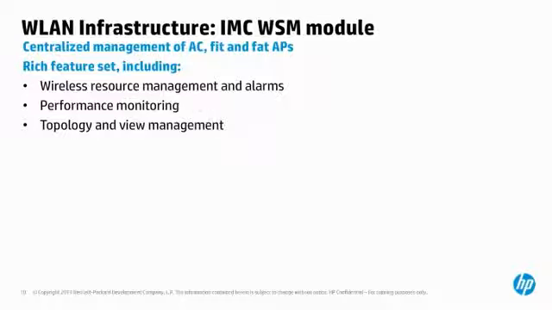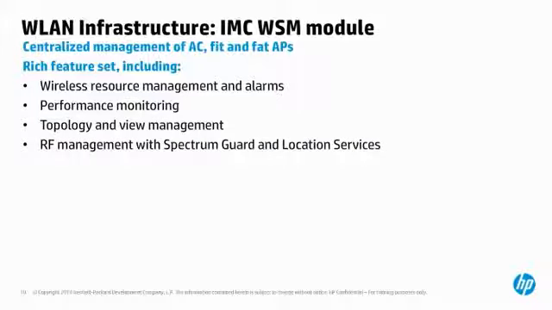Performance monitoring provides real-time and historical trending for a myriad of wireless performance metrics. With topology and view management features, you can organize infrastructure devices by location, customize these views, and visualize infrastructure connectivity. RF management creates heat maps so you can locate weak signals and adjust AP deployments accordingly. Spectrum Guard intelligently determines interferers such as microwave ovens, Bluetooth devices, cordless phones, and more.